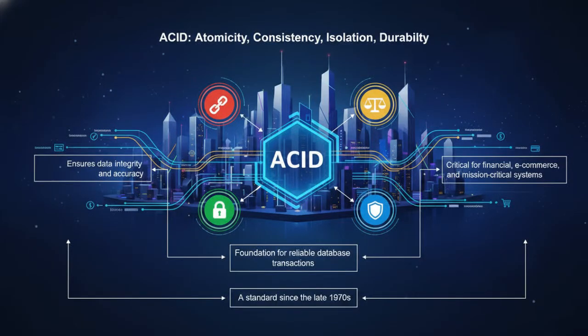Welcome to our deep dive into the foundational principles that ensure data reliability and integrity in database systems, the ACID properties. In an increasingly data-driven world, where millions of transactions occur every second, from banking transfers to online purchases, the consistency and accuracy of information are paramount.